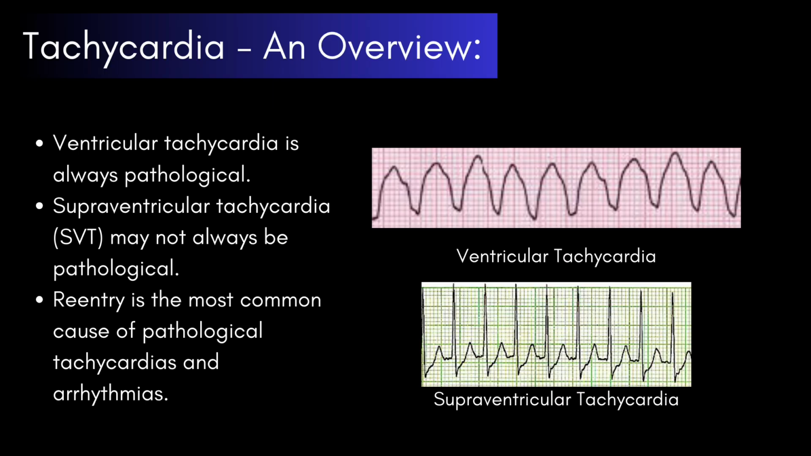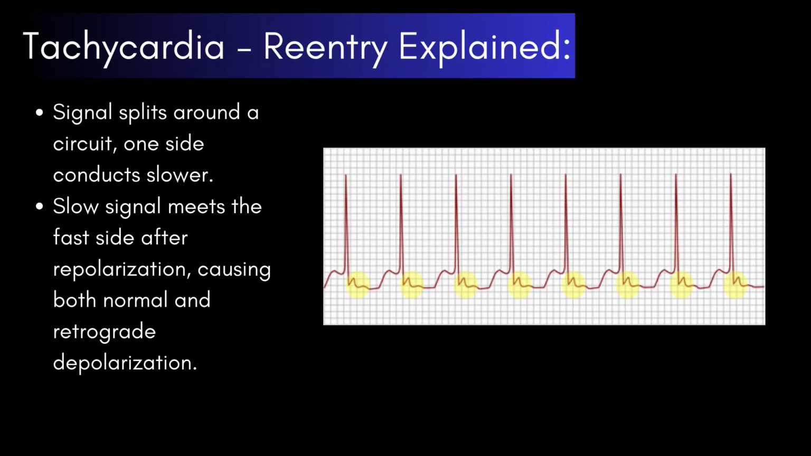All right, let's take a look at tachycardias. Ventricular tachycardia is always pathological. Supraventricular tachycardia, SVT, may not always be pathological. Reentry is the most common cause of pathological tachycardias and arrhythmias. Let's take a further look at reentry. Signal splits around a circuit. One side conducts slower. Slow signal meets the fast side after repolarization, causing both normal and retrograde depolarization.